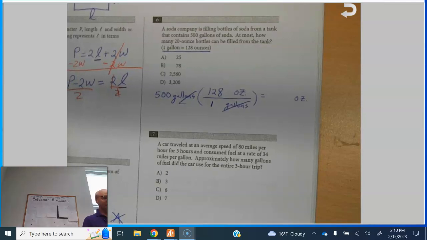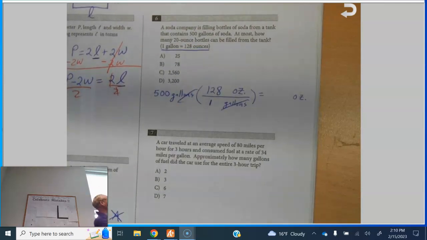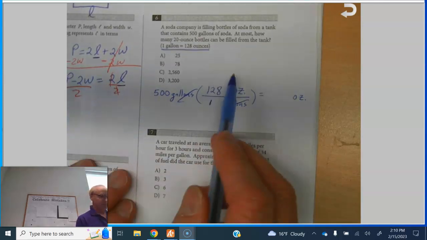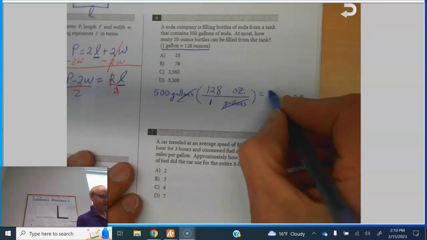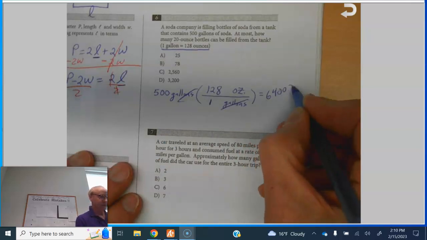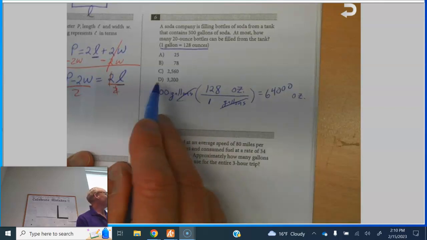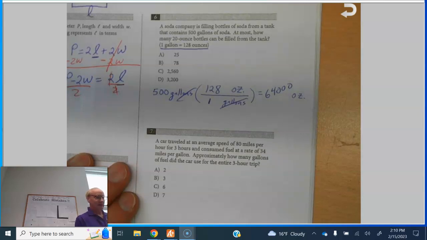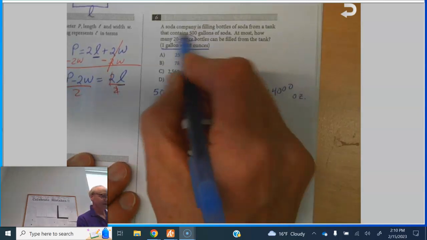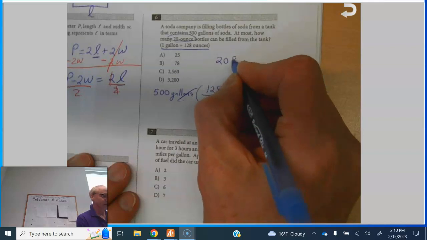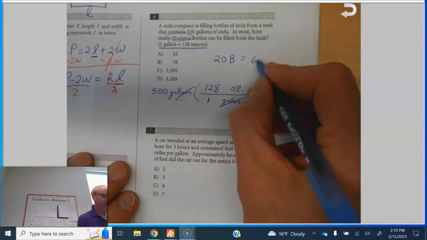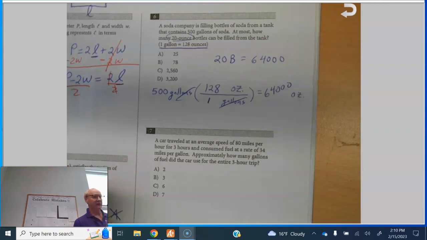I realize some of you can do some of these in your head and just reason them out, and that's fine if you can do that without doing the dimensional analysis. But sometimes this is really nice, especially if you have the time to check them. That's going to be 64,000 ounces. Is that the answer? 64,000? I would have put that as a distractor if I was making the test. We want to fill 20-ounce bottles, so 20 ounces in each bottle gives you a total of 64,000 ounces, and you're going to divide by 20 and find your answer.